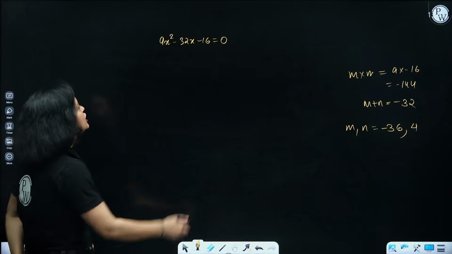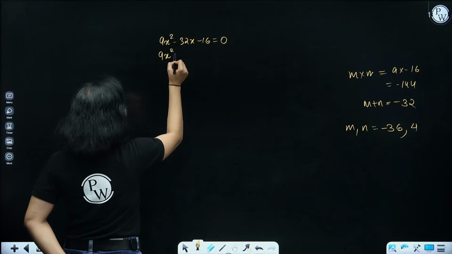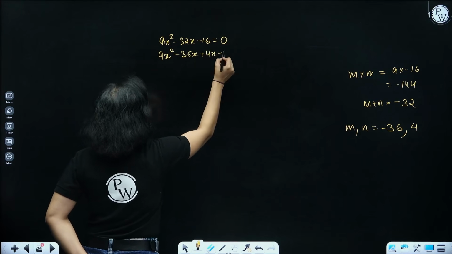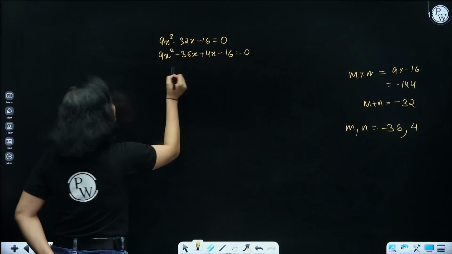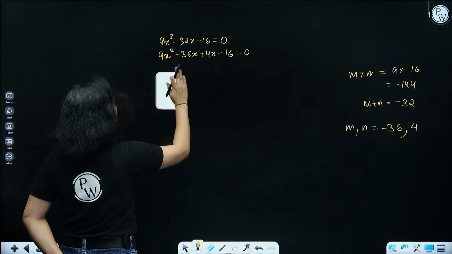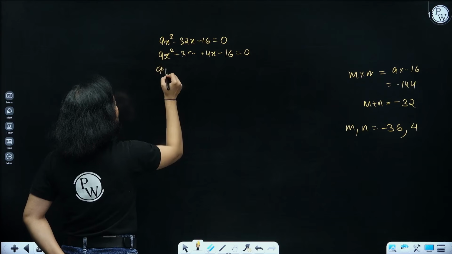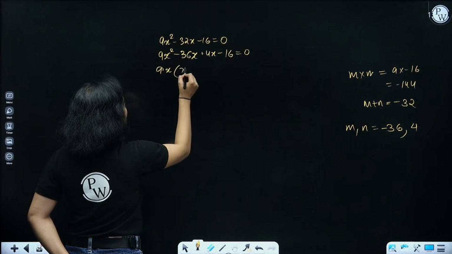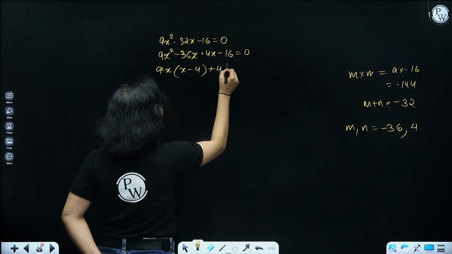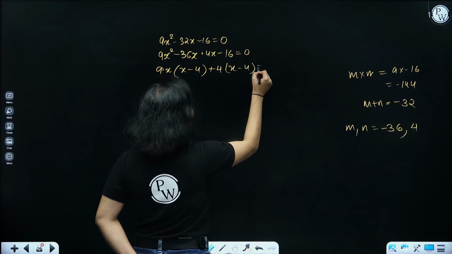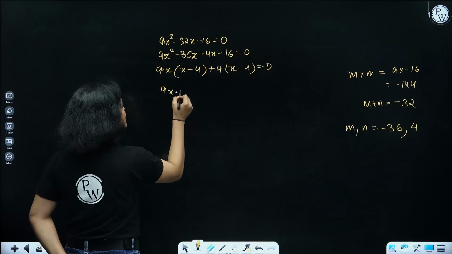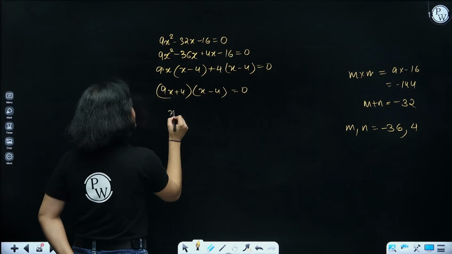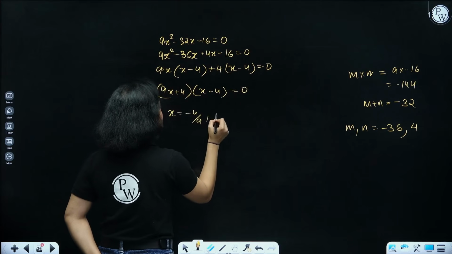So now let me break it down. 9x square minus 36x plus 4x minus 16 is equals to 0, right? So here I'll take 9x common, so here I'll have x minus 4 and here I'll take 4 common. So again I'll have x minus 4 is equals to 0. So what do I get? I get 9x plus 4 in one bracket and x minus 4 in another bracket is equals to 0. So x is either equals to negative 4 by 9 or it is equals to 4.